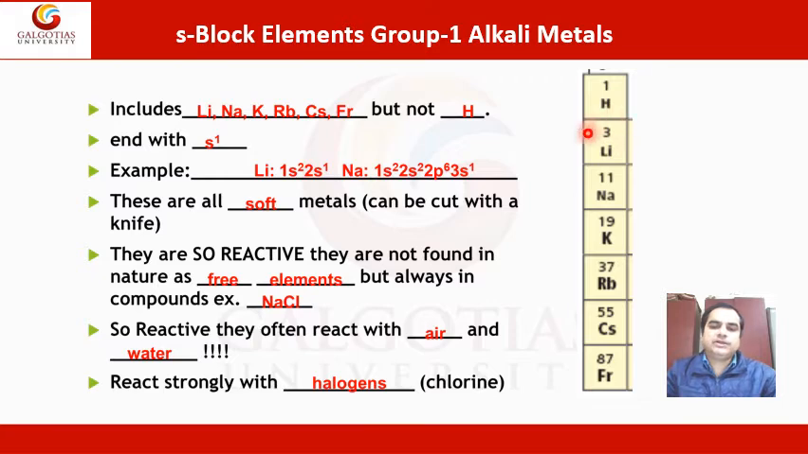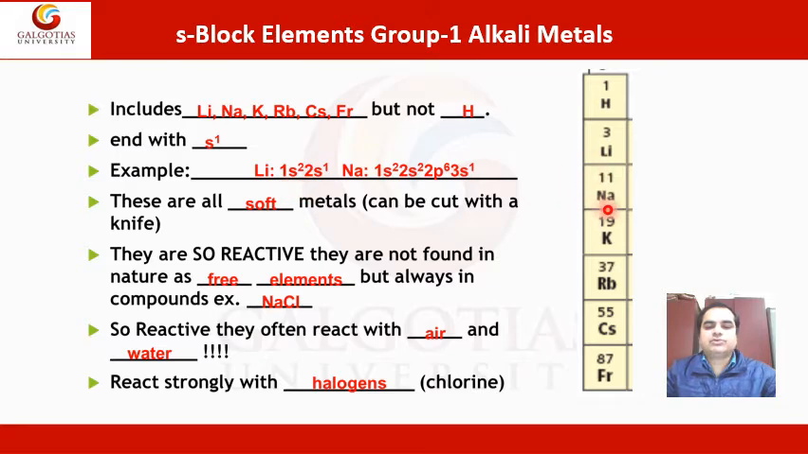So basically, these are all from lithium to francium, and in this case the last electron is filled in the s orbital, and it has the electronic configuration ns1. For example, lithium has atomic number 3. If we write the electronic configuration of lithium, it can be written as 1s2 2s1.